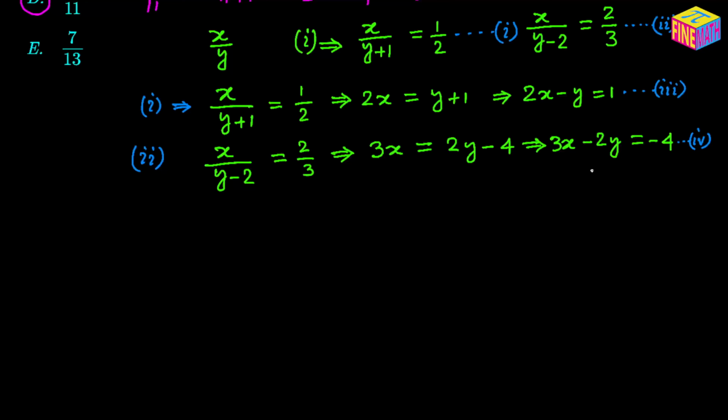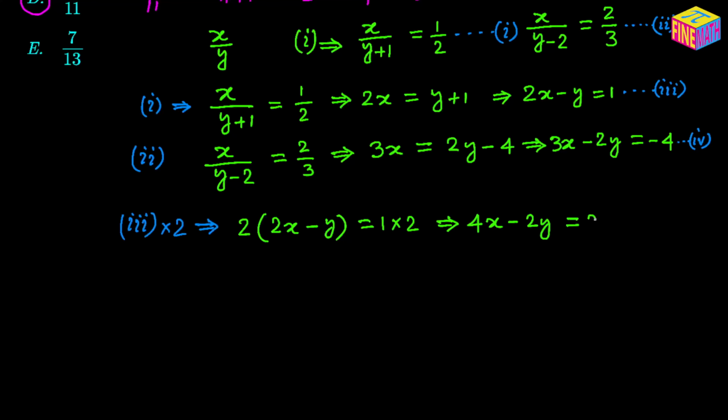Now if we multiply equation number 3 by 2, then it would be easy. We can cancel the y terms by subtracting the equation number 4 from the new equation. So let's do it like that. Equation number 3 multiplied by 2 gives us 2 times x minus y is equal to 1 times 2. So from here we are going to get 4 times x minus 2 times y is equal to 2, and let's say this is our equation number 5.